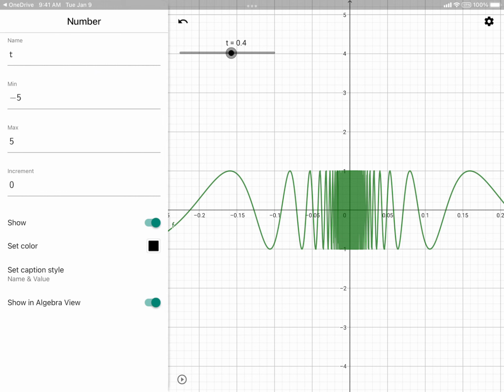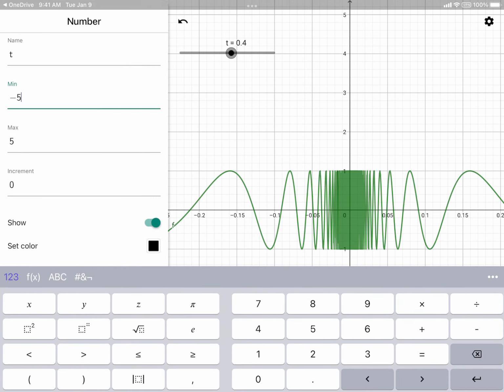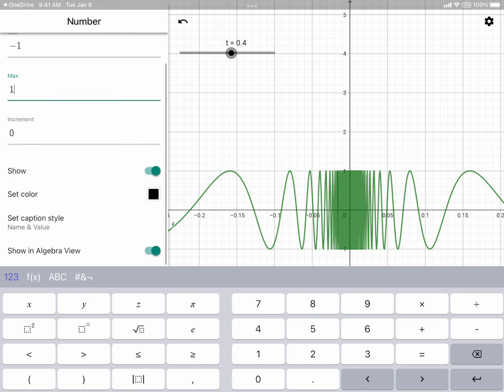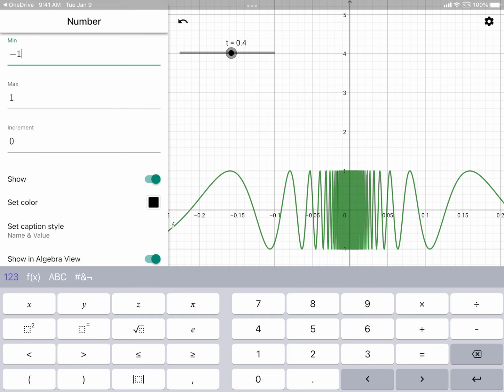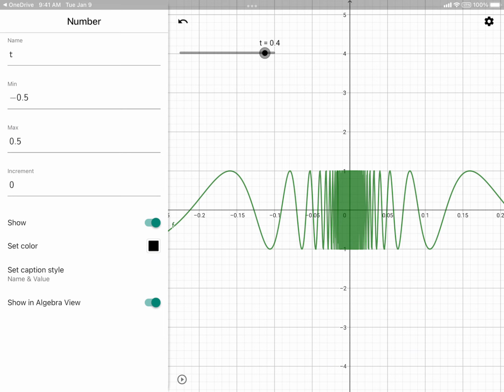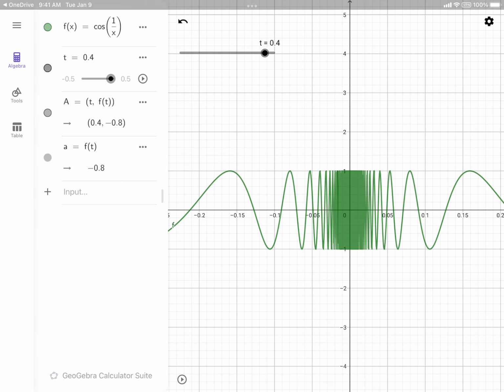I know what I'll do. I'll decrease the size of the interval. So I'll only allow t to be between -1 and 1. Maybe even less than that. Let's go -0.5 and 0.5, because we're interested only in the t values that are close to 0. So that's going to go slower, right? There you go. So as we approach, look at what happens to A.